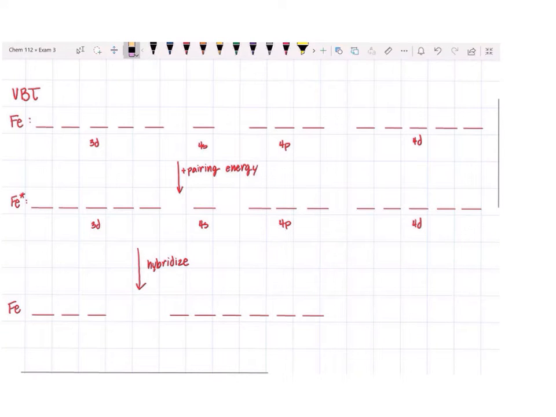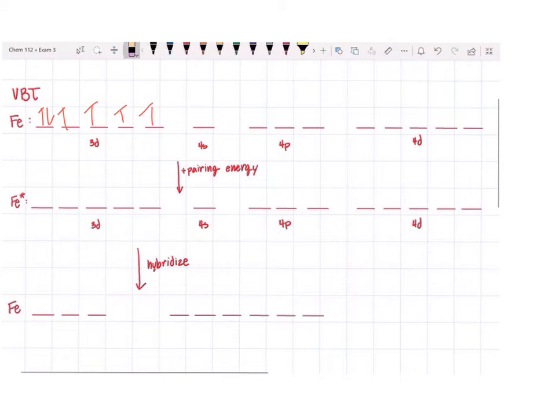Okay, so here's the valence bond theory for iron. Iron is going to have 6 electrons, so 1, 2, ... 6. This is going to be a d6 ion. And since this is a d6, we can force these two with these other two to pair up, which opens up those two orbitals. And then we have 4s, 4p, and 4d.